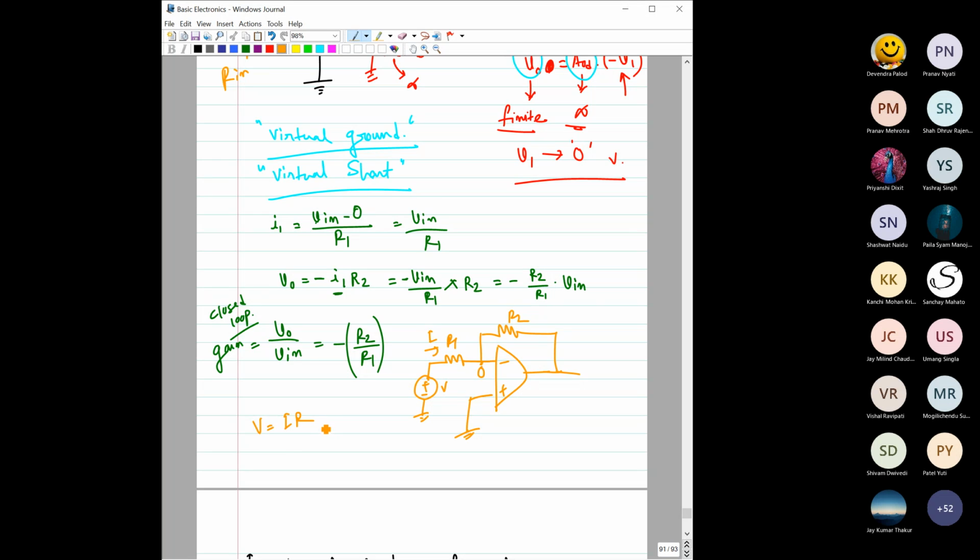And what is this R? R is basically the input resistance. So R in would be equal to V by I. And what is this V by I? We do not even need to do the analysis here, because it is quite easy to understand. If you look from here, this is grounded, virtually ground, and there is only one resistance. So obviously the input resistance would be equal to R1 only.